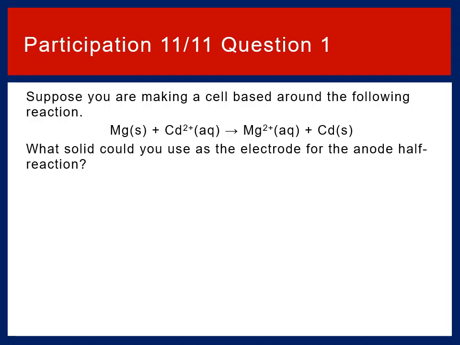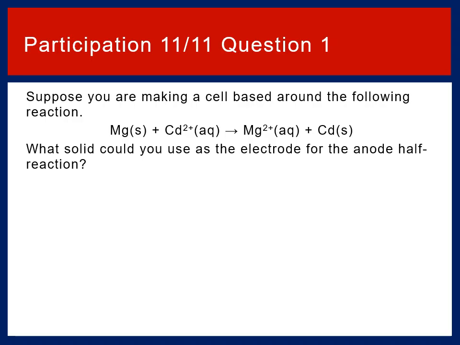Participation 1111, question 1. Suppose you're making a cell based around the following reaction. Mg solid plus Cd2+ aqueous becomes Mg2+ aqueous and Cd solid. What solid could you use as the electrode for the anode half reaction? This is the first question on participation 1111, due Tuesday, November 11th at 11:59 p.m. over on Blackboard. Link to the assignment is right below the links to these videos.